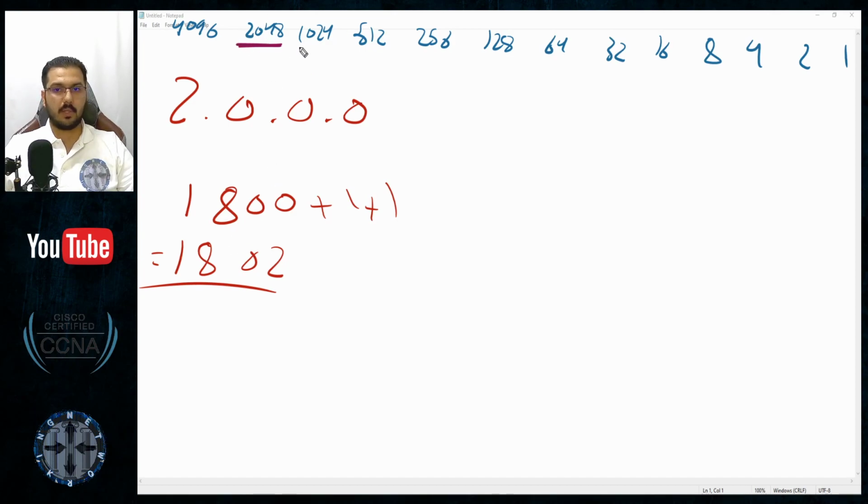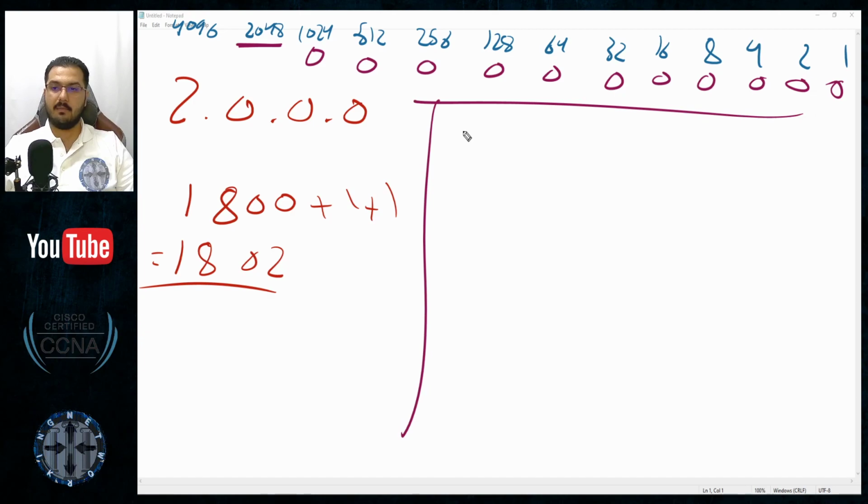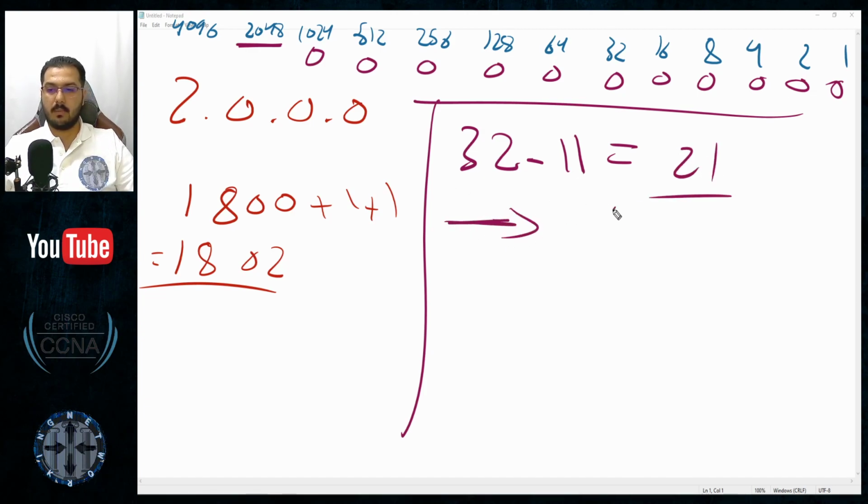I will consider that, and I will start counting the zeros. So 1, 3, 5, 7, 8, 9, 10, 11 zeros I have. So 32 bits minus 11 zeros equals 21 ones. Definitely the subnet mask will be /21.